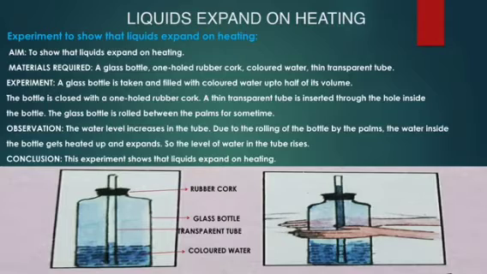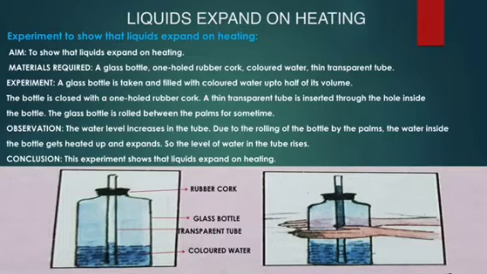So here is an experiment to show that liquids expand on heating. So the aim of the experiment is to show that liquids expand on heating. Now what are the materials required? A glass bottle, one holed rubber cork, colored water and a thin transparent tube. You can see all these materials in the first picture. Now how to do the experiment?